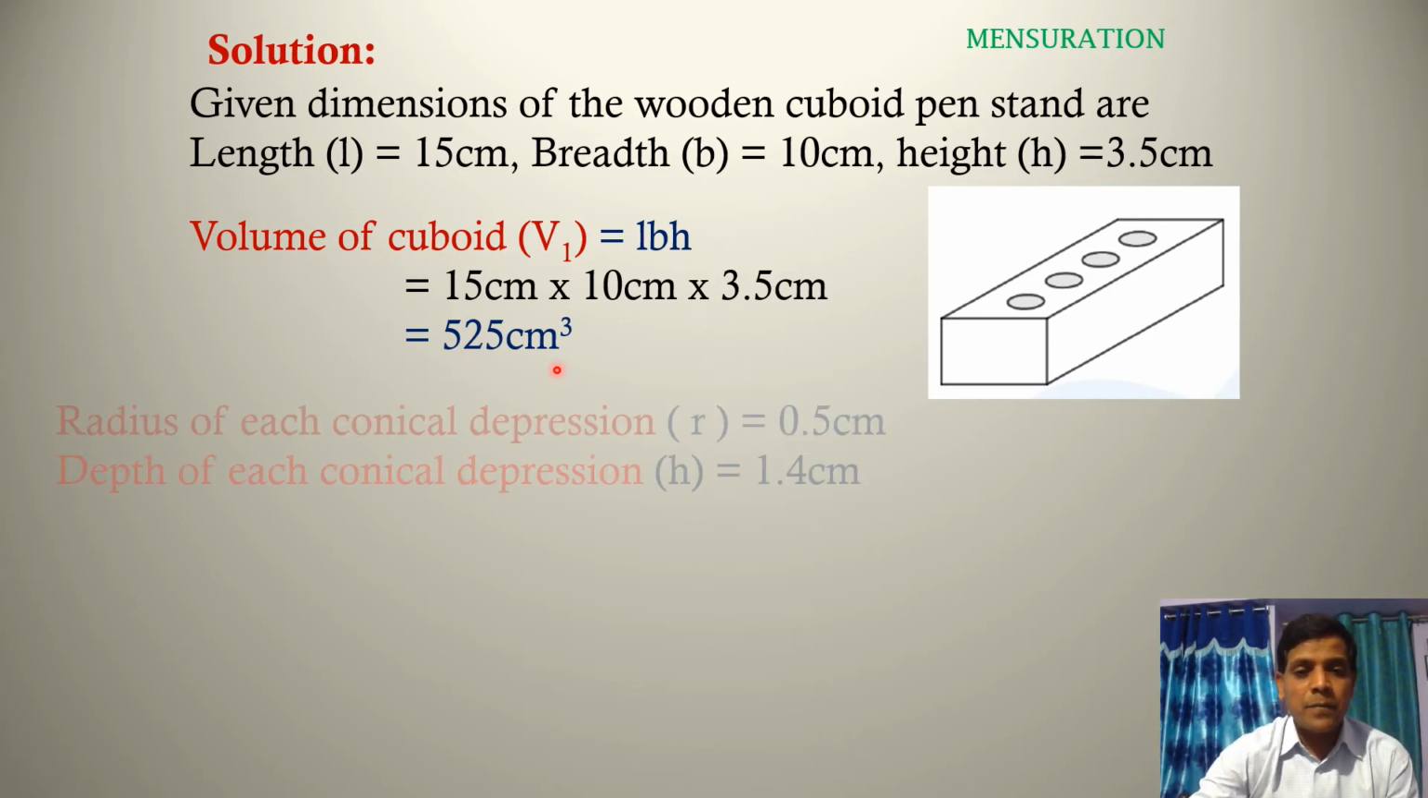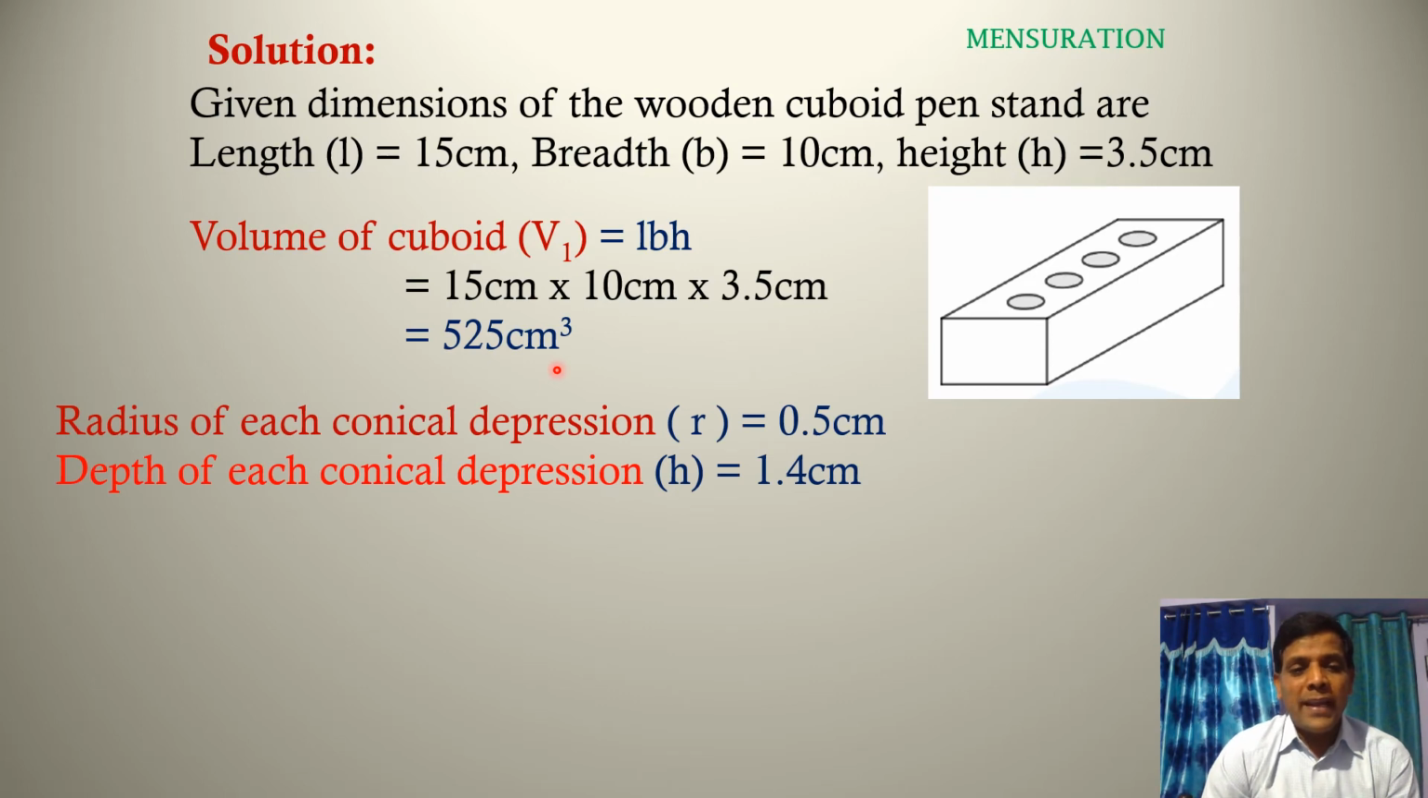Next, the radius of each conical depression. For a cone shape we have radius and depth, or height. The radius of each conical depression r equals 0.5 centimeters, and the depth of each conical depression h equals 1.4 centimeters. This is the given data.